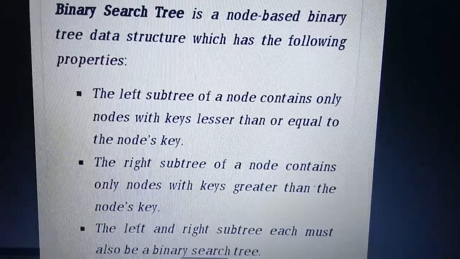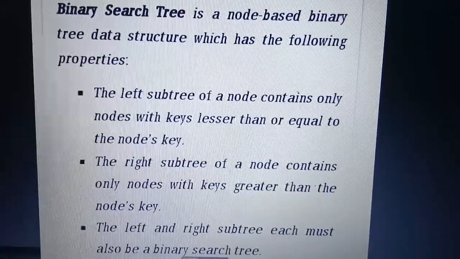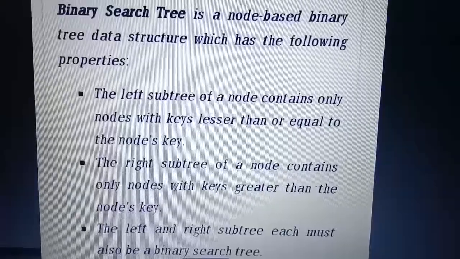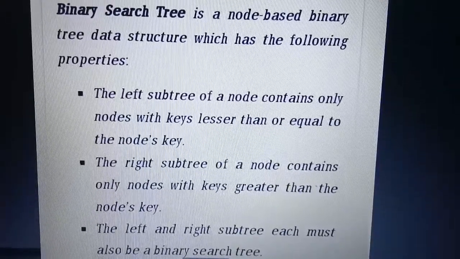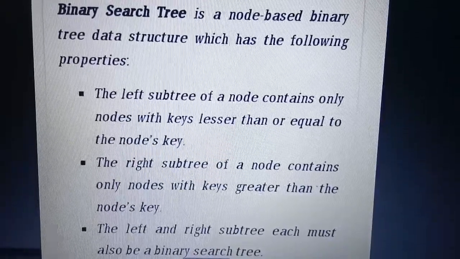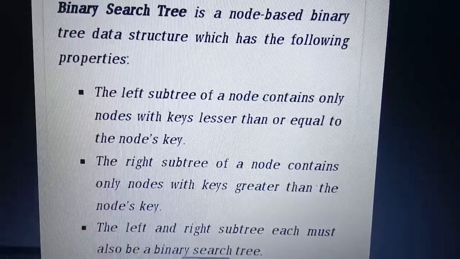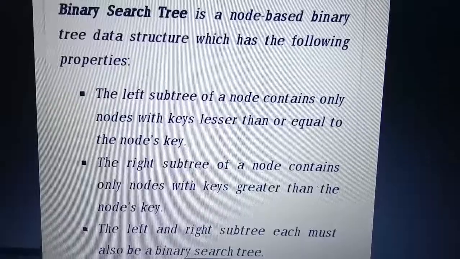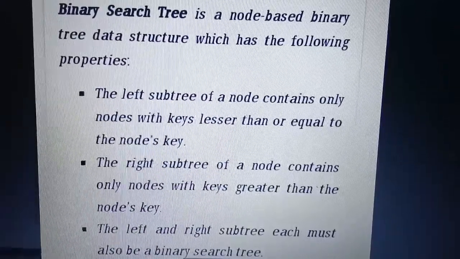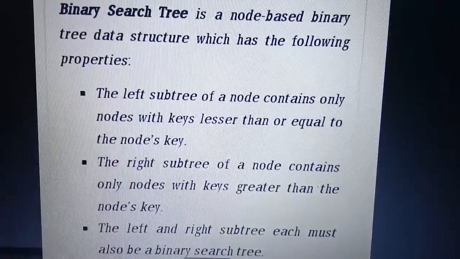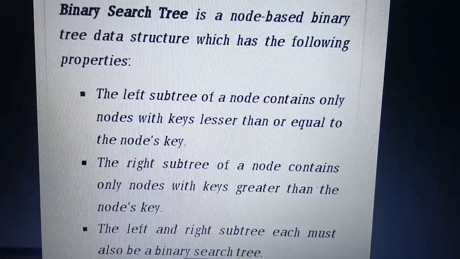Binary search tree is a node-based binary tree data structure which has the following properties. The left subtree of a node contains only nodes with keys lesser than or equal to the node's key. The right subtree of a node contains only nodes with keys greater than the node's key. The left and right subtree each must also be a binary search tree. Now, let us try to understand with an example.